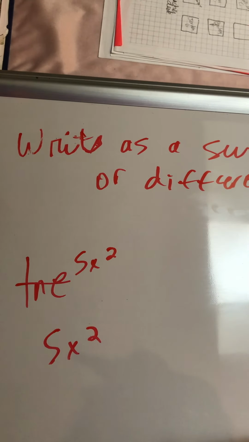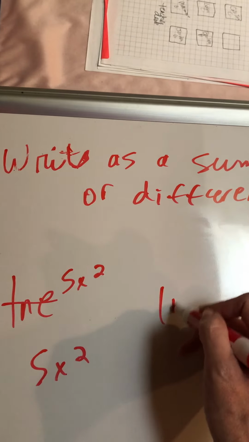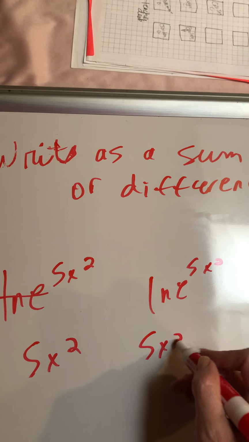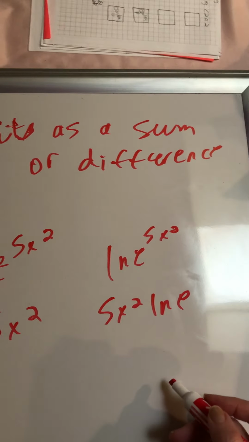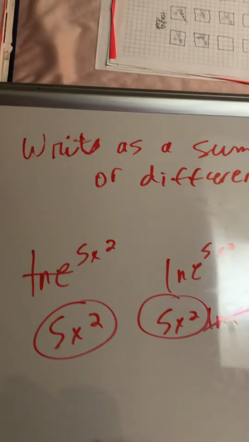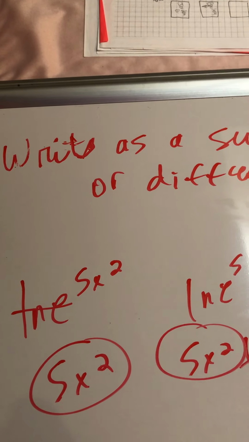If we follow the properties of logarithms with this, when that's an exponent, it moves to the front of ln e, but then again, ln e cancels. So either way, you get 5x squared, okay? So let me show you that again. Let me show you both ways.